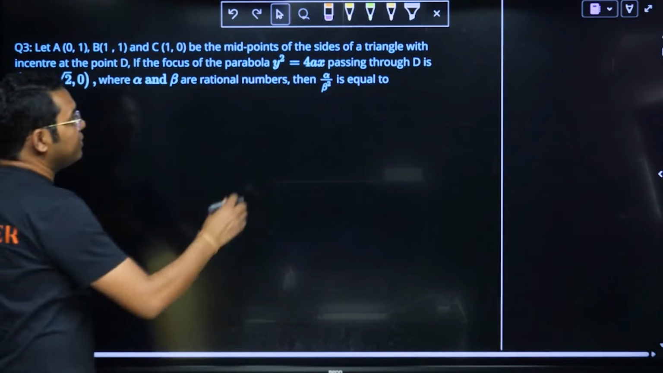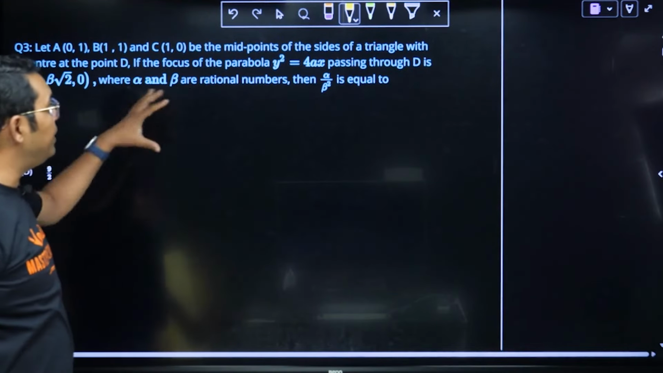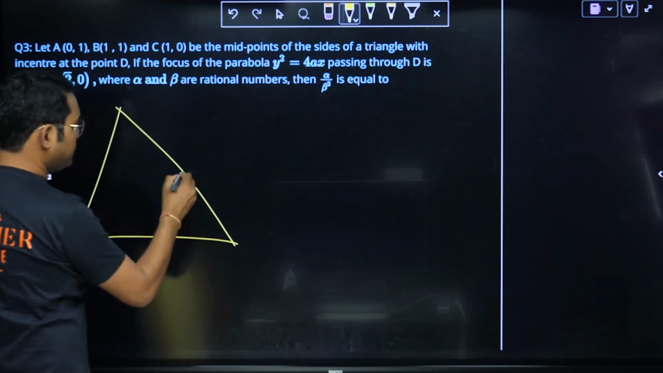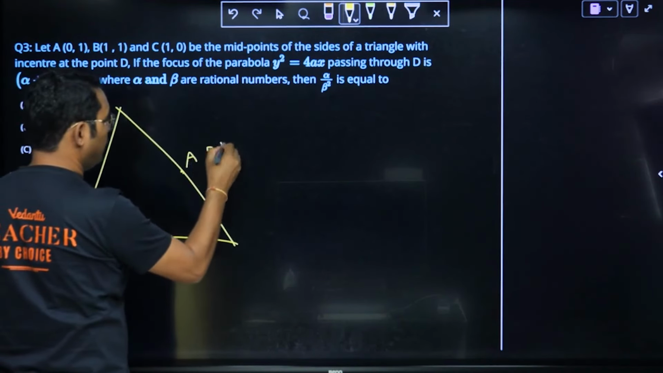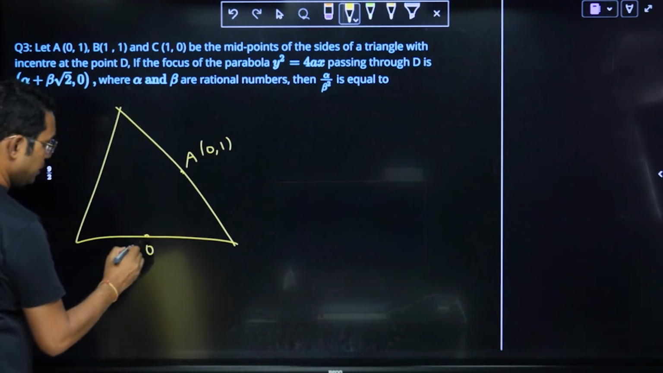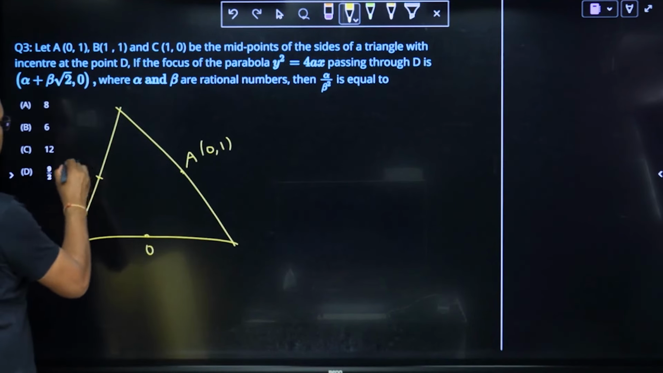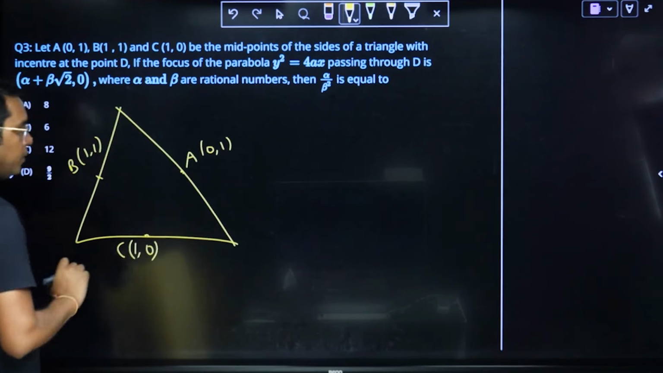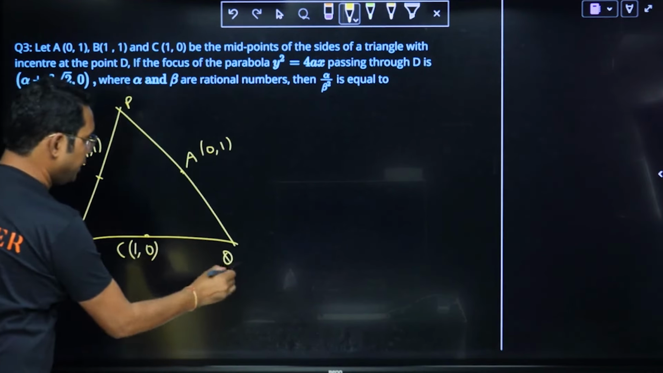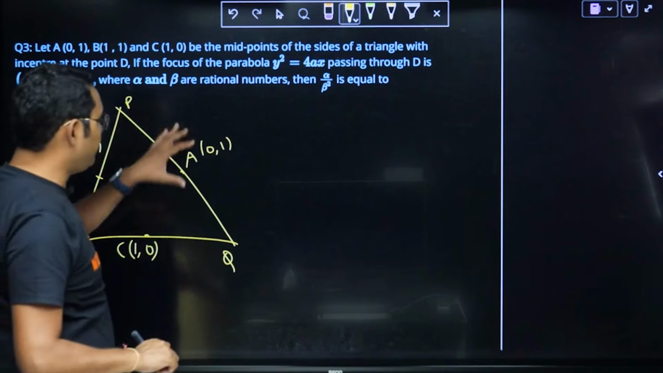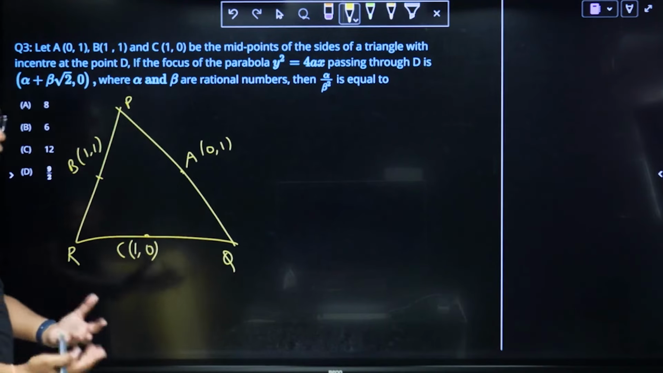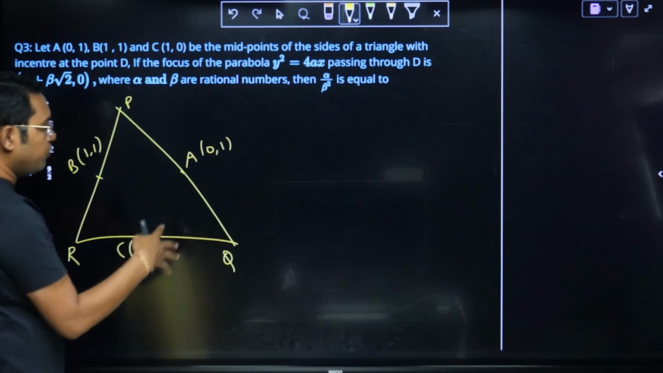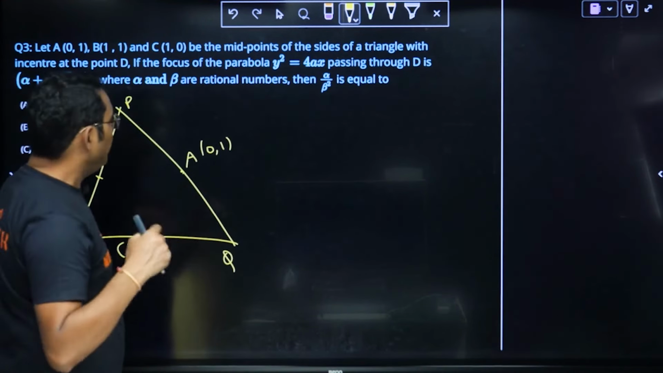In question number 3, we are given 3 points A, B, C as the midpoints of the sides of a triangle. Let us say A is 0, 1, B is 1, 1, and C is 1, 0. Now you can take the vertices as P, Q, R, maybe as x1, y1, x2, y2, x3, y3, and using the midpoint formula there will be 3 equations, and if you solve them you will get the coordinates of P, Q, R. That is one method. I'll tell you one more method.